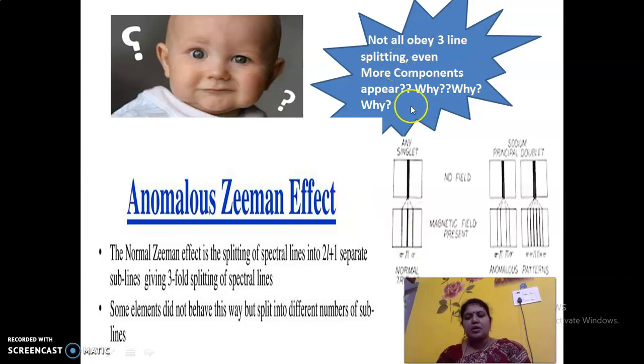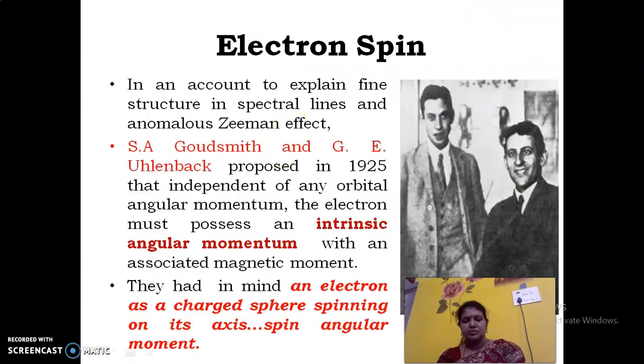No. Even more components appear, and why is it so? For a sodium principal doublet transition, we see that the transitions do not obey the three line splitting. Instead, you get more components here. Like this, many elements deviate from the normal ZEEMAN effect, and therefore that is called the anomalous ZEEMAN effect. How do you account for this fine structure in spectral lines and the anomalous ZEEMAN effect?